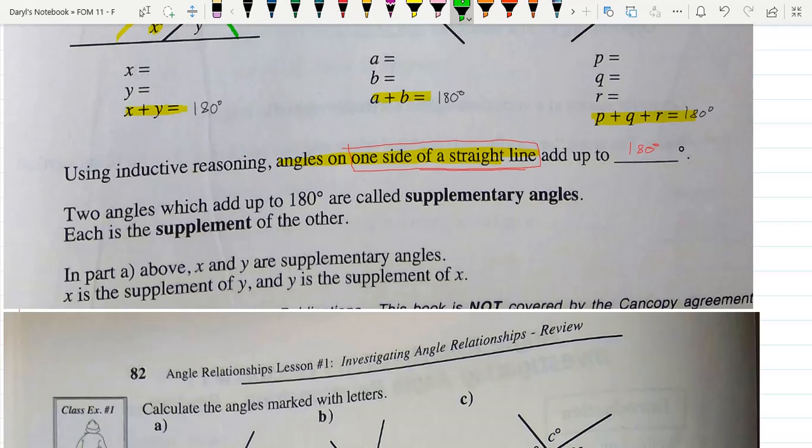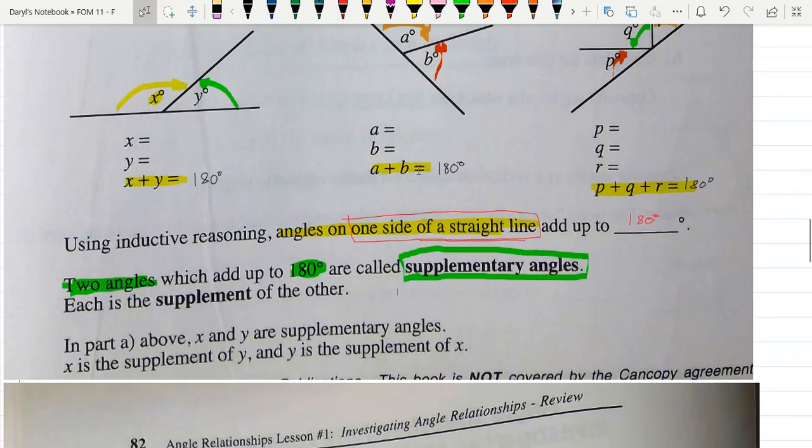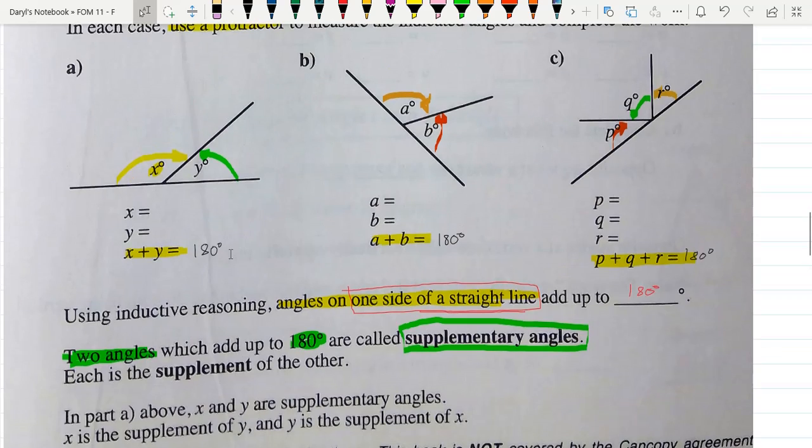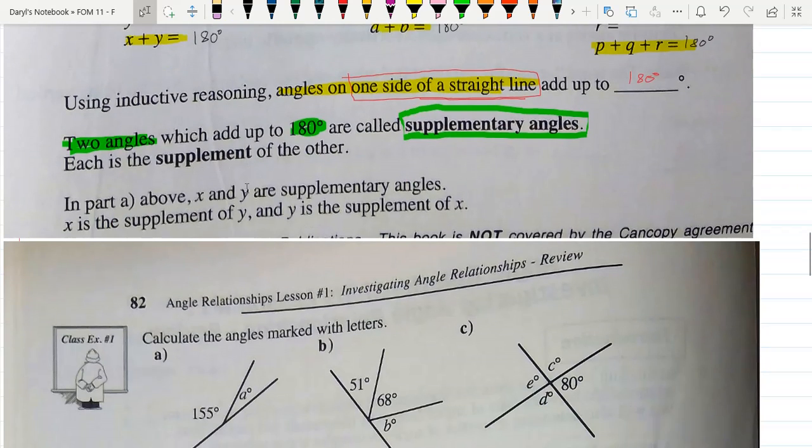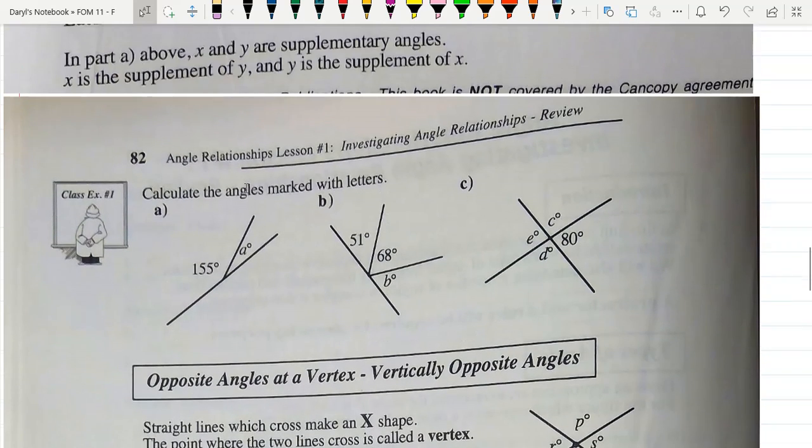And if we have two angles that will add up to 180 degrees, we call them supplementary angles. Okay, so we call them supplementary angles. So they supplement each other. So in the previous figure, X and Y are supplementary angles, as well as A and B. So A and B here are supplementary of figure B, and in figure A, this shows X and Y are supplementary angles.